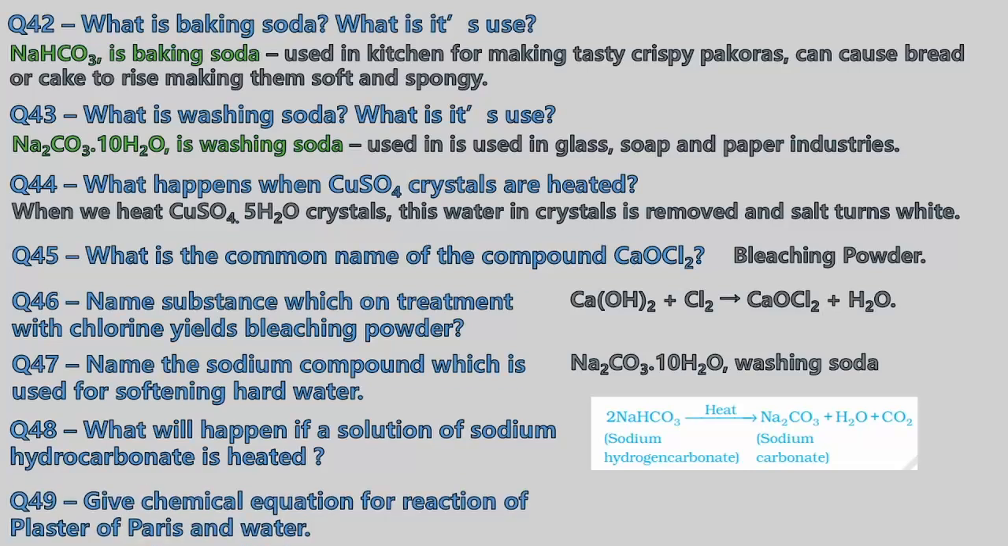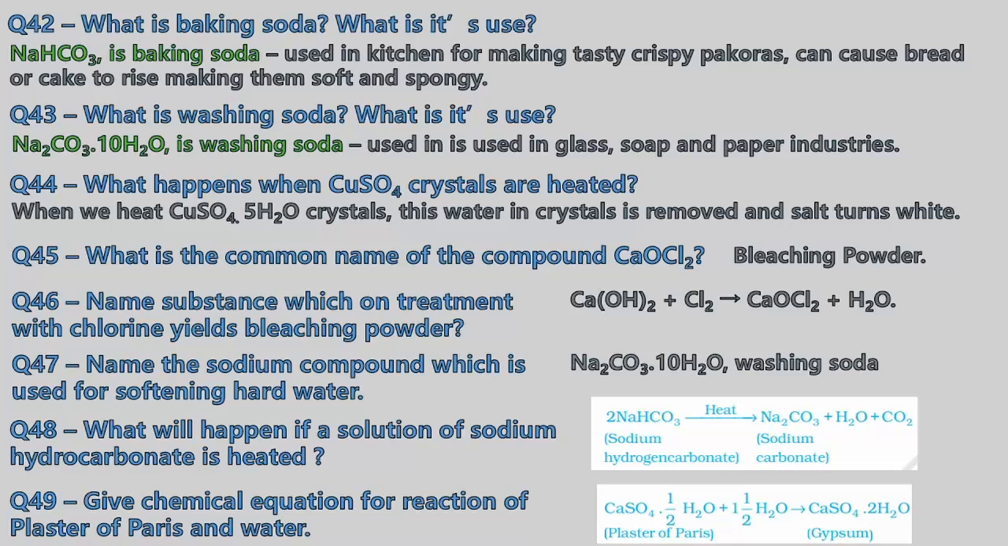Give the chemical equation of the reaction of plaster of Paris with water. See, plaster of Paris is CaSO4·½H2O. Why are we saying half H2O? We are saying half H2O because 2 molecules of CaSO4, which is calcium sulfate, share 1 molecule of water. So in the crystal structure of plaster of Paris, 2 calcium sulfate molecules share one molecule of water. Therefore, we are saying one molecule gets half a water molecule.